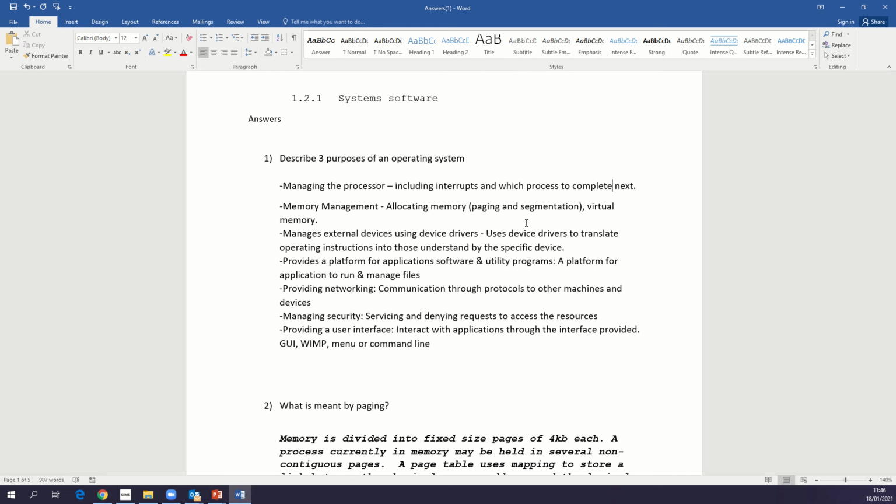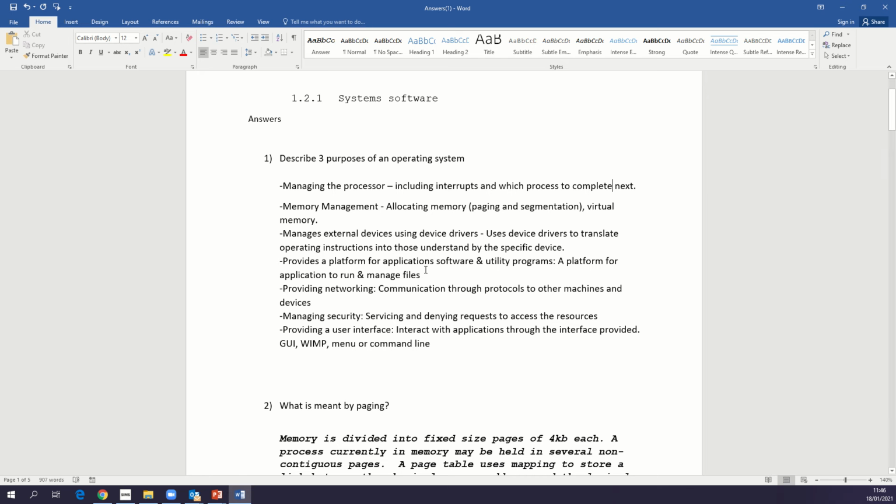The operating system also manages external device drivers. Remember, a device driver is the bridge between the user and the operating system. This allows us to use any hardware on any system and any software. That means that the device driver translates operations and instructions into those which are understood by a specific device.